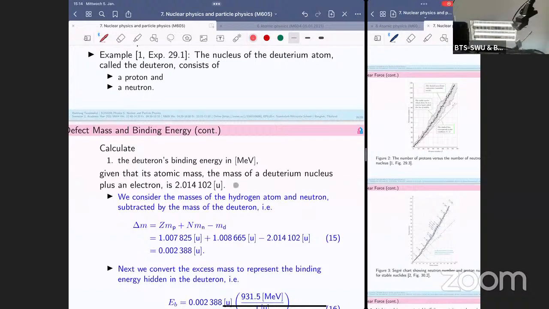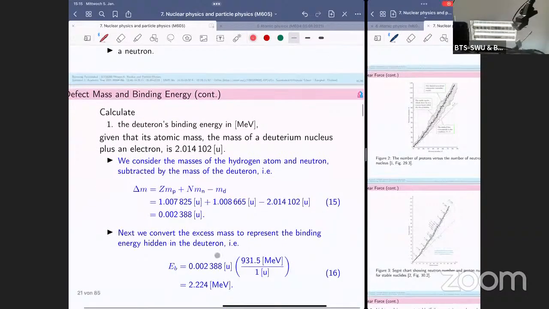And now you can make the subtraction. You can make the subtraction from 1.007825 and 1.008665 and minus 2.014102, and you get 0.002388 U, okay, atomic mass unit. And once you get the additional mass, the mass of hydrogen is called defect mass.